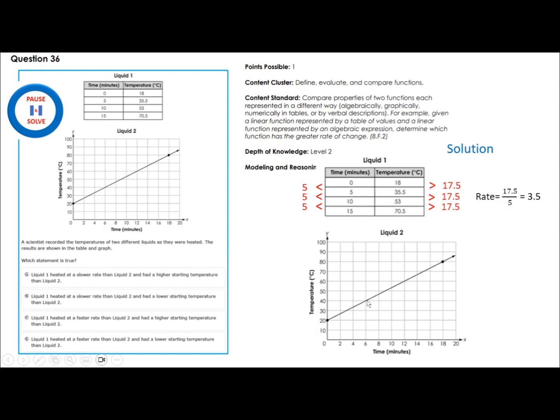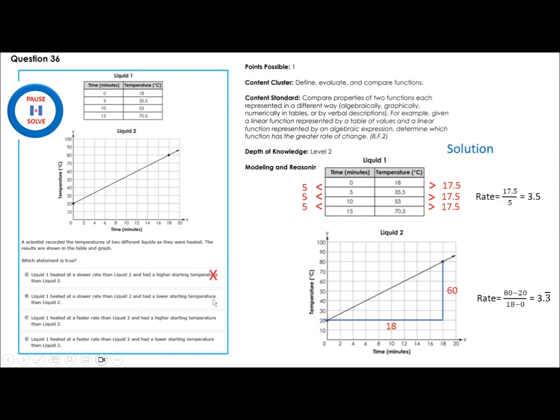Here, you take one point, you can take this point or this point. The point should be on the grid, okay? So 60 over 18, the rate is 3.3 repeated. Now you see the rate of this one is higher than the rate of this one, and the starting point of this one, 18, is smaller than the starting point of this one. Now you can choose here and find.